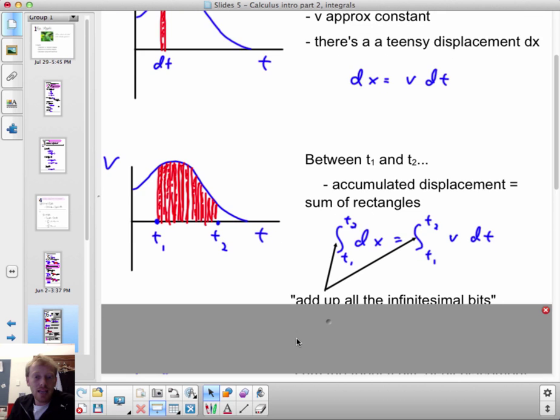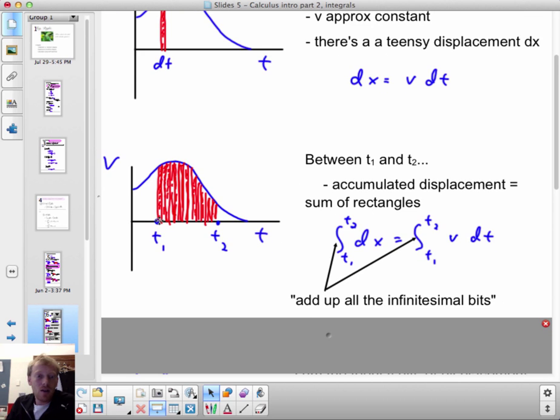If you take a whole time interval that isn't teensy, between some time t1 and some time t2, then you can imagine accumulating some displacement as being like having a lot of teensy rectangles, each of which represents a teensy displacement. And so this whole red region, the accumulated displacement between t equals t1 and t equals t2, is like the sum of all of these rectangles.